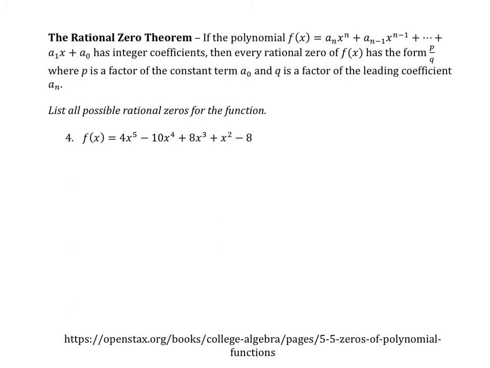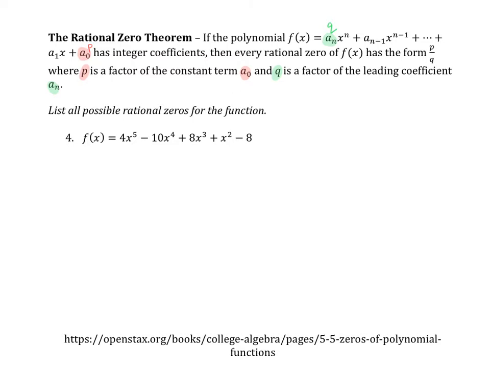Okay, if we have a polynomial that has integer coefficients, then every rational zero of f of x has the form p over q, where p is a factor of the constant term a sub naught, and q is a factor of the leading coefficient a sub n. Okay, so what does that mean? So p is a factor of the constant term a sub 0. So the factors of that are p. Okay, q is a factor of the leading coefficient. So that's q.